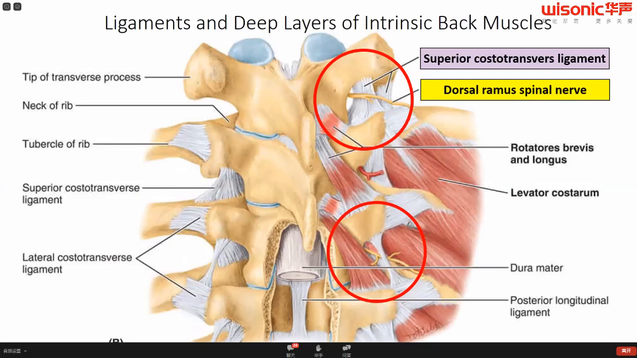mainly the superior costotransverse ligaments, which is important and which runs from the transverse process to the rib. And in between, the transverse process and the rib, there exits the dorsal ramus, the spinal nerve. And this costotransverse foramen is very important because this might be one of the mechanisms how local anesthetics, injected here around the transverse process, enter the spinal nerve or the paravertebral space.